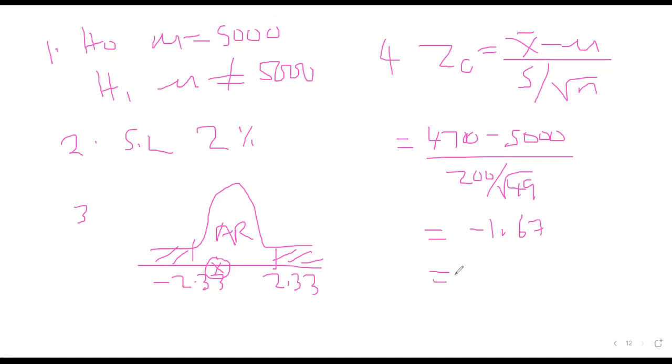If our answer that we got here was negative 2.67, where's 2.67? It will be somewhere here in the rejection region. So we reject H0 and conclude that this person who says that they get 4,000, or they get 5,000, is a liar, because the difference of 300 is statistical. So hypothesis testing is about measuring statistical differences.